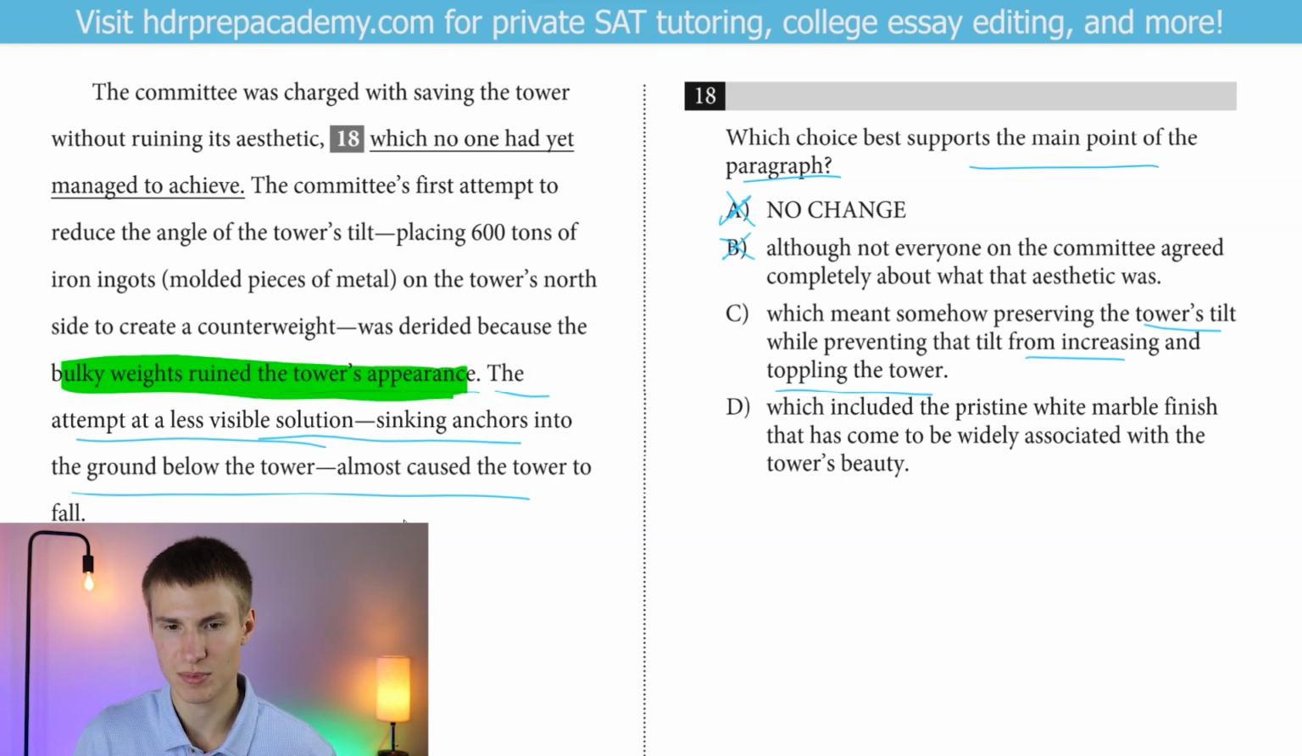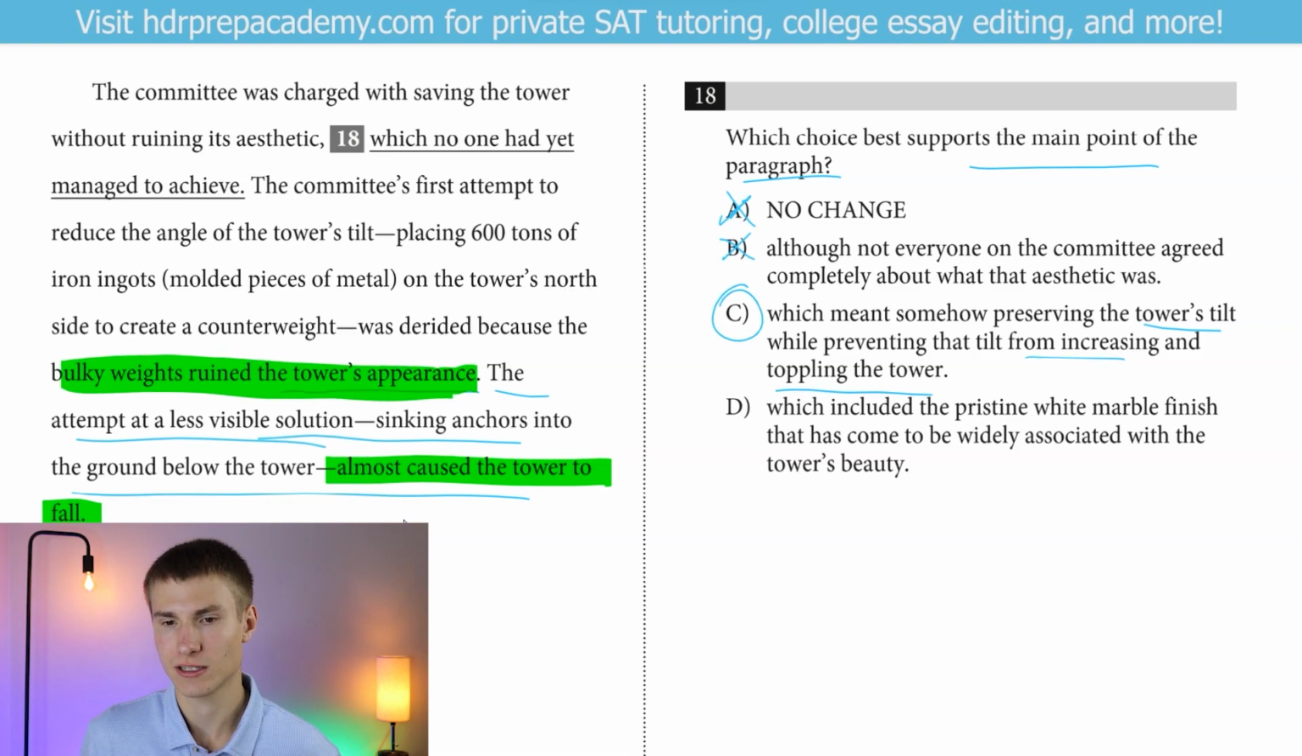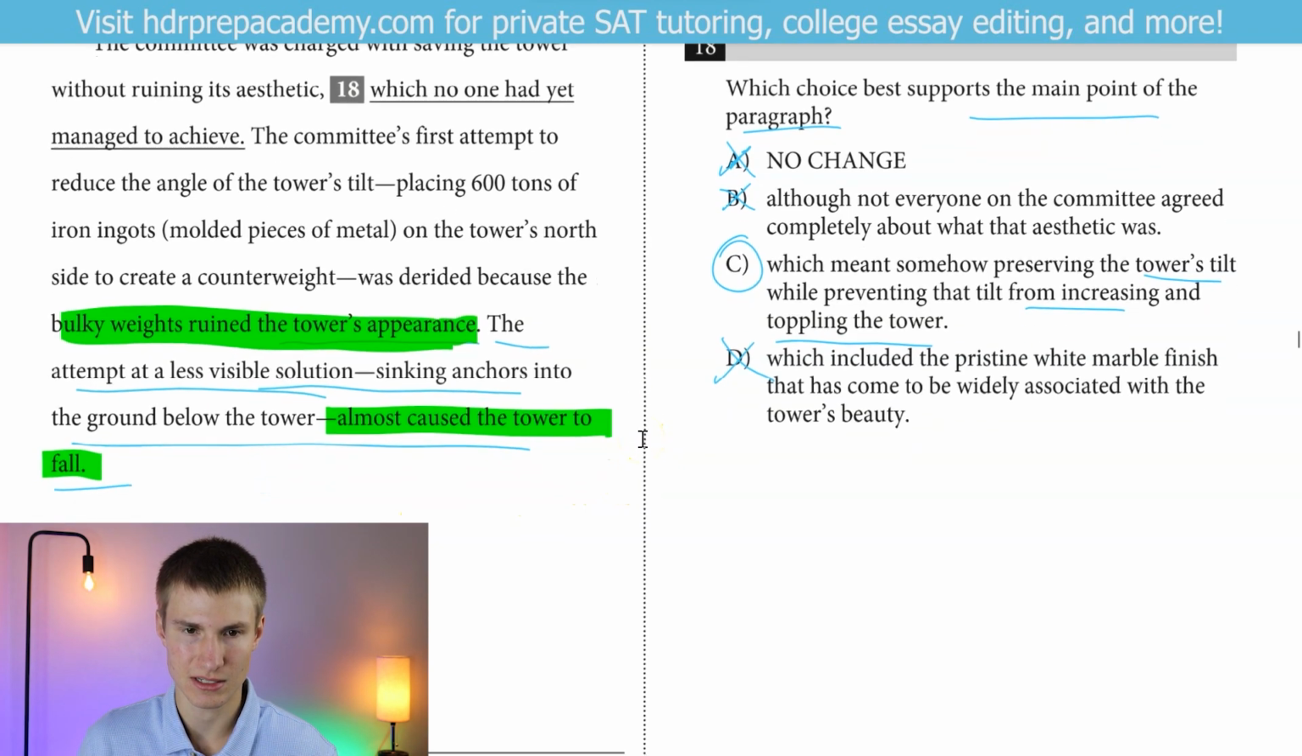Okay, we can't ruin the appearance. And then also we have to make sure that we don't topple the tower, as discussed in this second part of this paragraph here. So our answer is going to have to be answer choice C. If we take a look at D, which included the pristine white marble finish that has come to be widely associated with the tower's beauty, that's focusing way too narrow on the appearance. We also have to address the aspect where we have to make sure that we preserve the tilt but not topple the tower. So our answer there is going to be C.